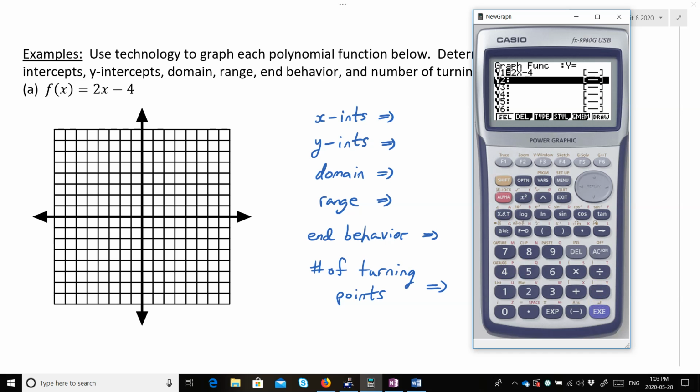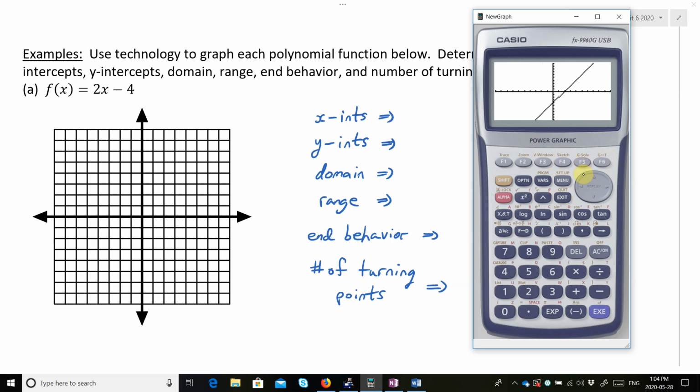And you press the blue execute, and then notice in the upper right corner here it says draw. That's above the F6 key, so I press draw, and that's what the graph looks like. If you want to get a better window, you can go V-Window, F3, press F3 again, and that standardizes it to 10 by 10. If I go exit and draw, that's what my graph looks like.